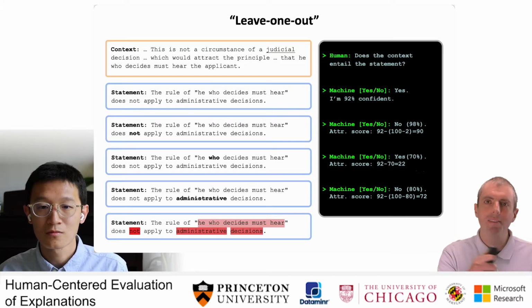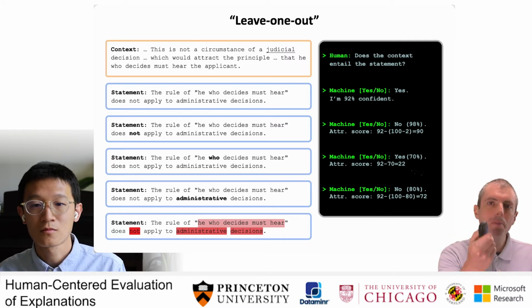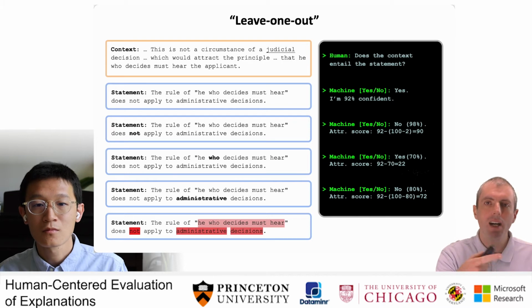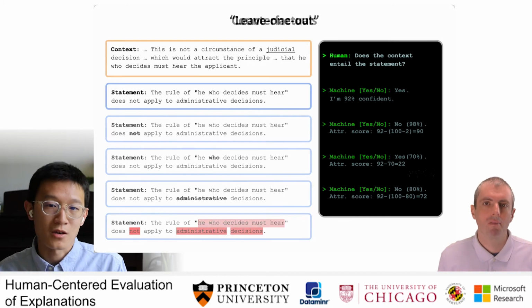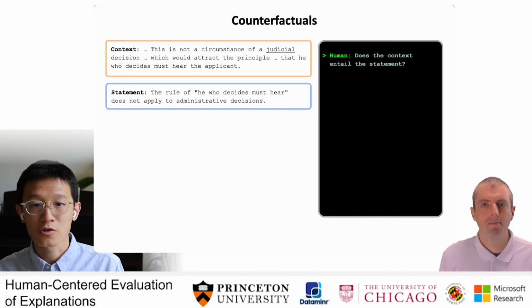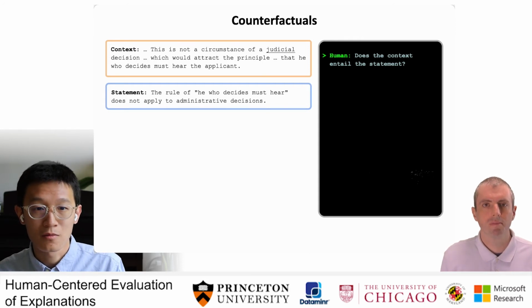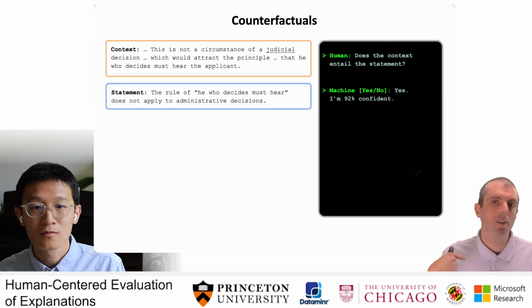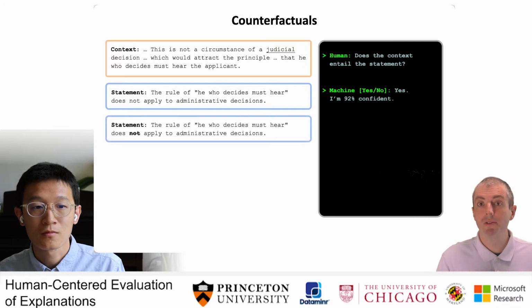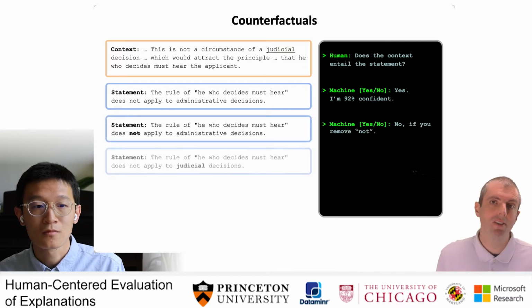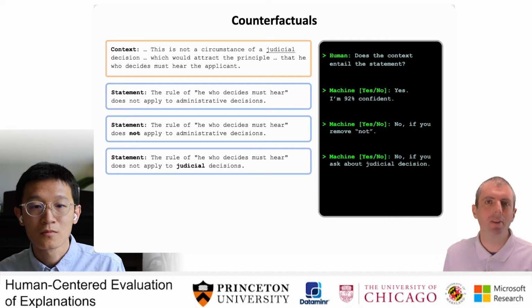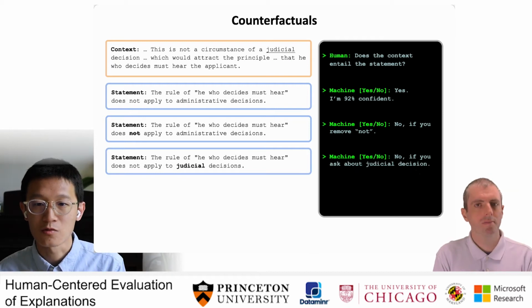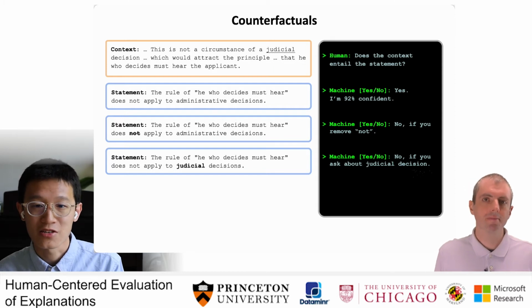Removing the word not reminds me of counterfactuals. You're asking the model, how would you predict if the word not wasn't in the input? Yes, exactly. And counterfactuals aren't limited to removing words. You can also replace them. So I could just replace the word administrative in the statement with judicial and see how the prediction changes? How does that explain what's going on? The context explicitly said that the rule does apply to judicial decisions, and the model correctly answers no.